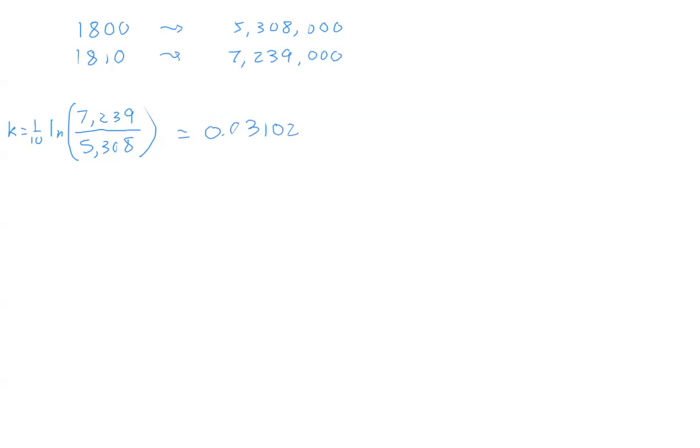So now, according to the Malthusian model, to compute the population in 2023, that would be 223 years later, right? So this would be the population in the year 1800 times e to the 0.03102 times 223, right? Allow me to compute this and see how much this population model suggests that the population of the US is right now. And let's see how realistic this is.